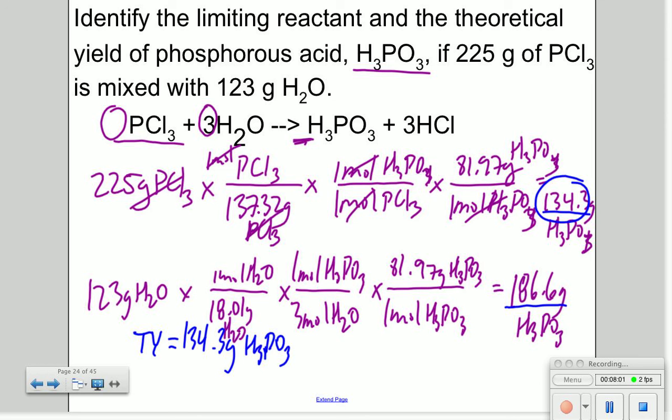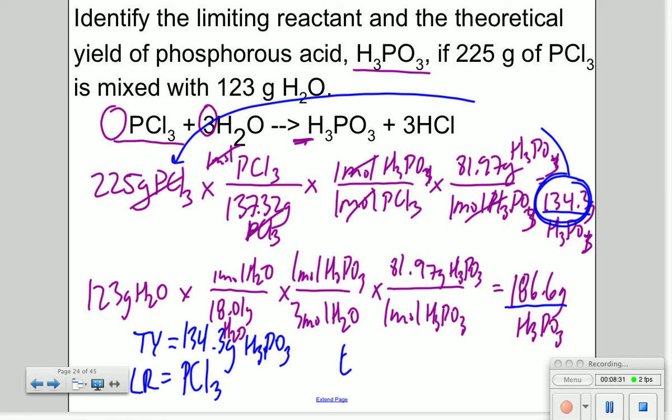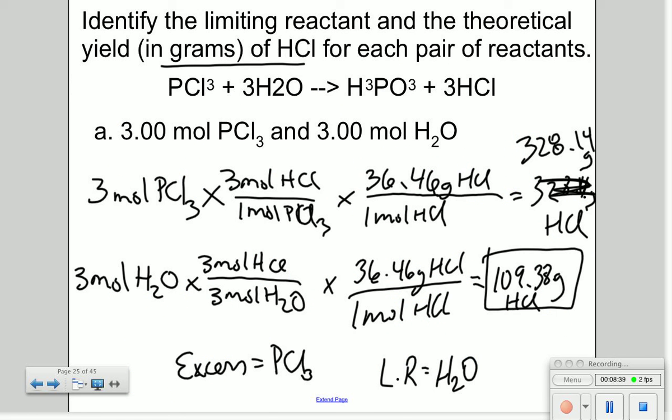Now I need to find my limiting reactant, which I'm going to abbreviate as LR. Your limiting reactant is associated with the theoretical yield. So I look at the lowest here and ask, what compound did I start with? I started with PCl3. So my limiting reactant will be PCl3. On some of your homework questions, they might ask, what is your excess? Your excess would be the one that had the greater product. So in this case, water would be my excess because I have more of it. Okay, there's one example.